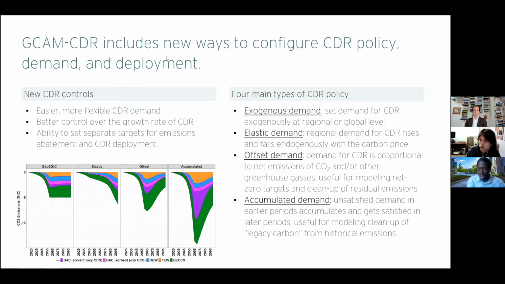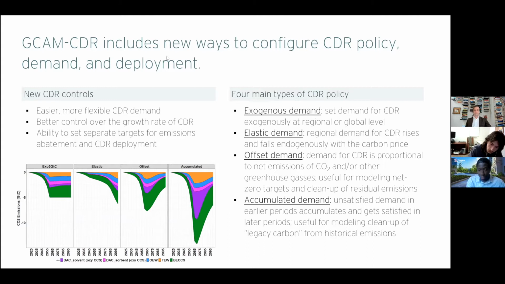And in terms of the first policy framework we introduced, it was being able to set CDR demand exogenously, both at a regional and global level. And this approach is very relevant in answering questions like quantity-based government procurements of CDR. And in the second demand source, we have the elastic demand, which is an endogenized representation of demand where there's an intertemporal interaction between CDR demand or CDR scales in response to the carbon price.